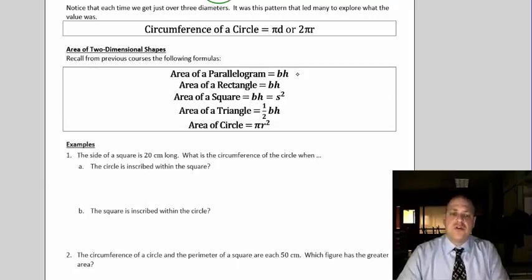Here are your area formulas that you should already know. Again, given to you on the reference sheet, so it's not like we have to memorize them. I'll give you one of the reference sheets in a couple days. But here you go. Area of a parallelogram, base times height. A rectangle is base times height.